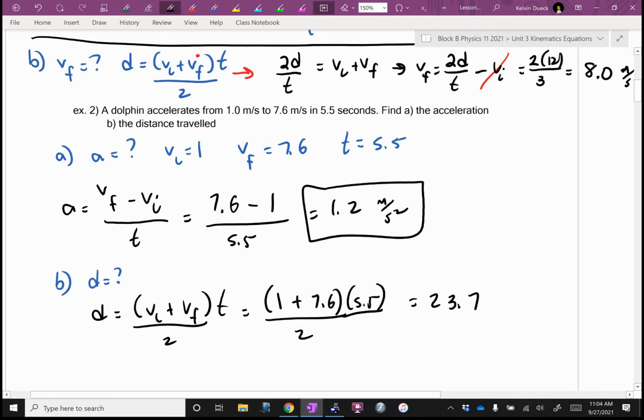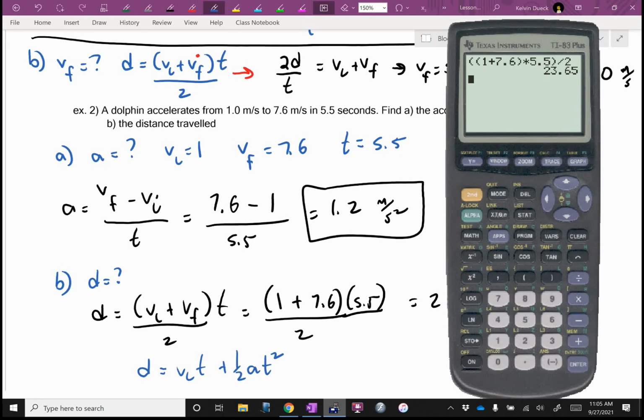Units, it's a distance. By the way, let's suppose this was a test question and you finish early. There is another way I could have found the distance. It's this, Vi t plus a half a t squared. I might quickly go on my calculator and just go Vi times t, 5.5, plus 0.5 times a, my answer from part A, times 5.5 squared. And if I get the same answer, which I did, hey, I know A was right as well.